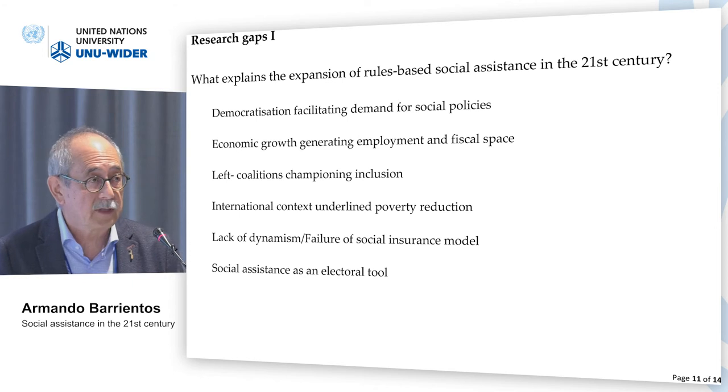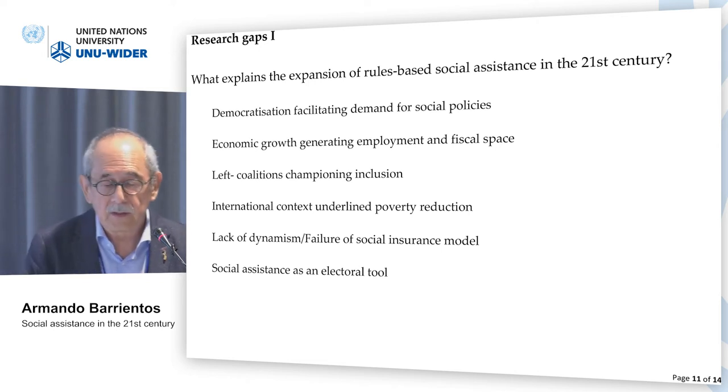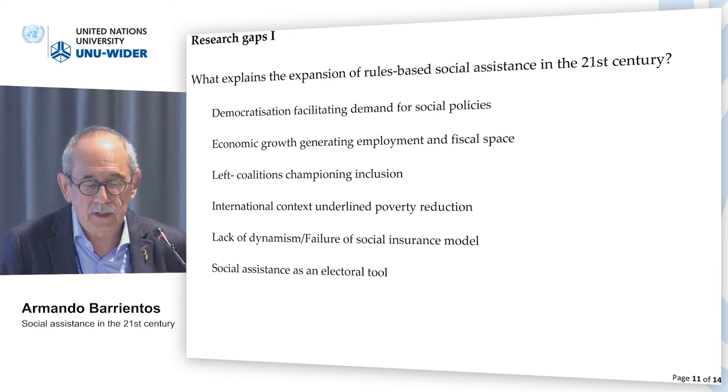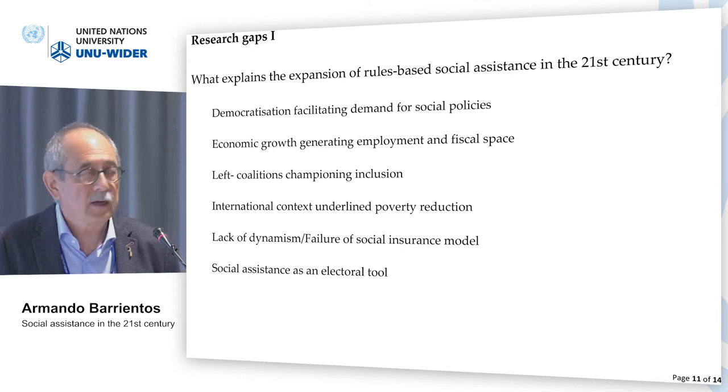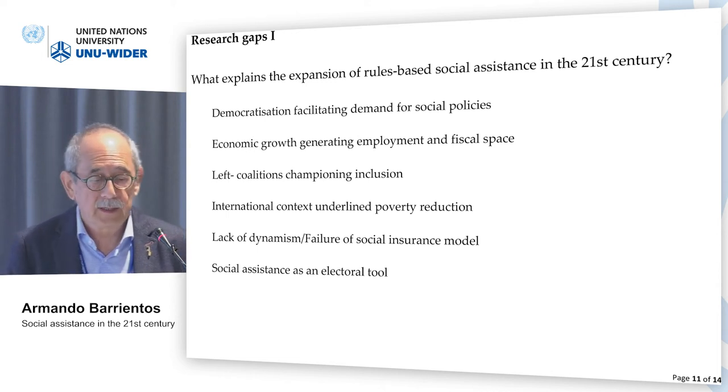There are lots of explanations that you see in the list there. Unfortunately, these are all environmental explanations. So you have the democratization processes that facilitate social demand, economic growth that facilitate fiscal space, left coalition governments, for example, in Latin America in the 1990s, in the 2000s, international context, Millennium Development Goals, Sustainable Development Goals, the lack of dynamism and failure of the social insurance model, which is particularly acute in Eastern and Central Europe, the former socialist countries, and also in Latin America.